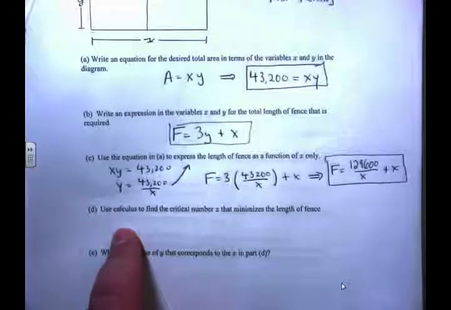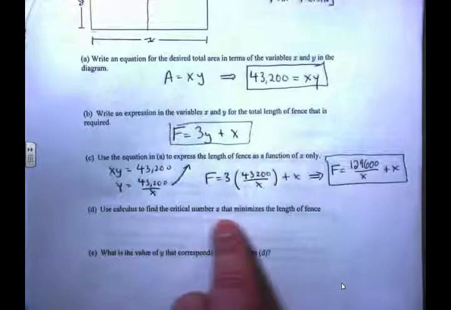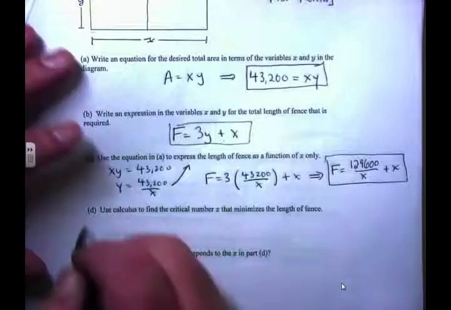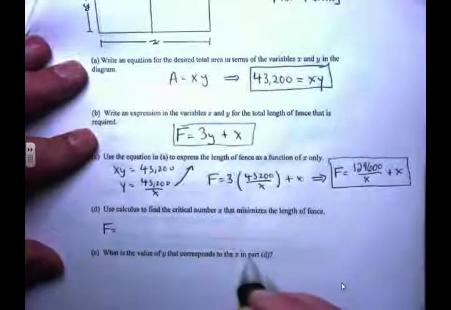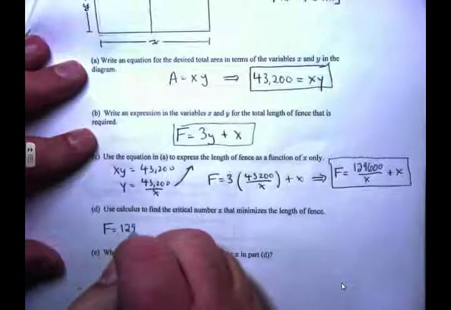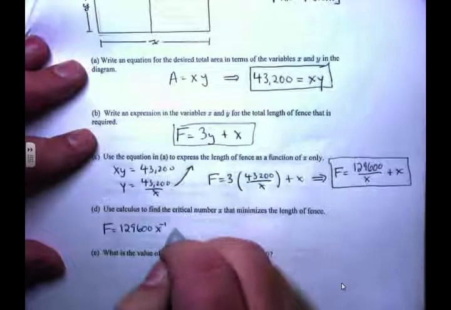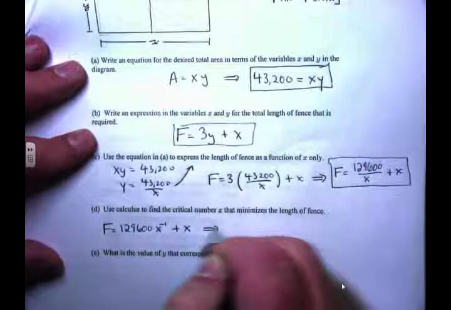Now notice part D. How do you maximize or minimize anything? What are you going to do? Take the derivative, set it equal to 0 and solve. Now use calculus to find the critical numbers. How do you find a critical number? You take the derivative, set it equal to 0 and solve. But first you should clean it up. So fencing would be equal to 129,600 x to the negative 1, because I don't like stuff on the bottom, plus x.